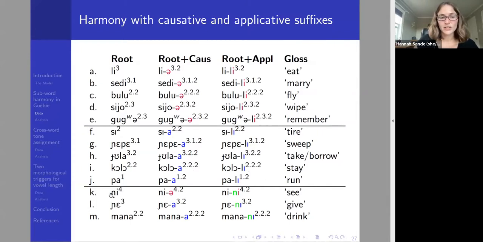When the final consonant of the root is nasal, you can have a nasal initial consonant and a non-nasal second consonant, and then you don't get nasal harmony. But when the final consonant of the root is nasal, the schwa is unaffected because there's no sonorant consonant in the causative. But in the applicative, that initial l surfaces as an n.